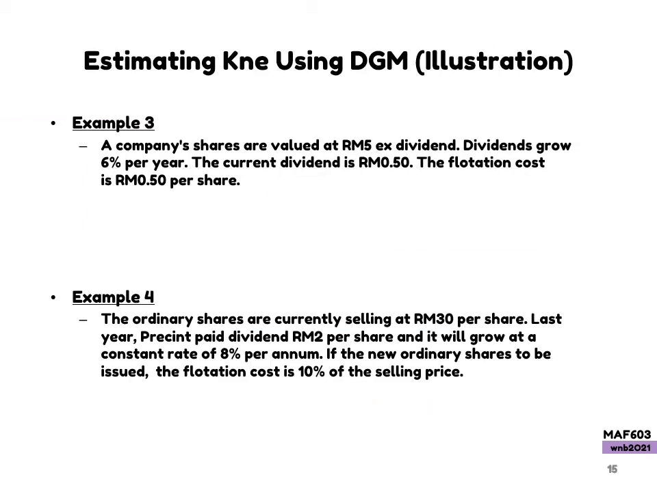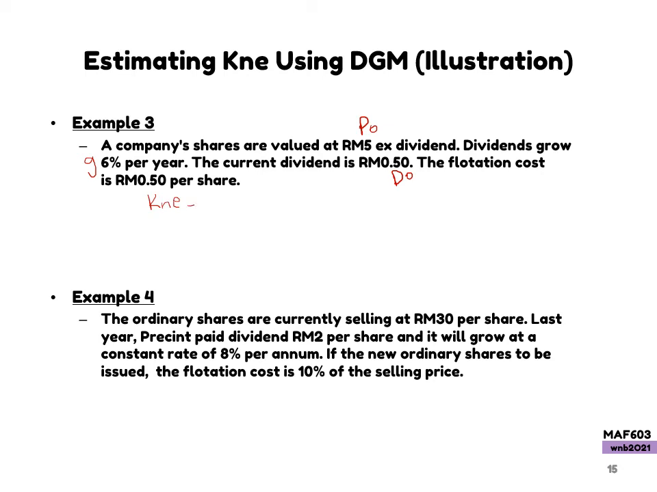Alright, let's try 2 examples to estimate KNE using DGM. Example number 3, company's share is valued at 5 ringgit. So this is the P0. Dividend grows at 6% per year. This is G. Current dividend is 50 cent. This one is your D0. Kenapa yang ni D0 bukan D1? Sebabnya dia kata current dividend, bukannya future dividend. Okay. Flotation cost is 50 sen per share. Okay, sekarang kita nak cari KNE.